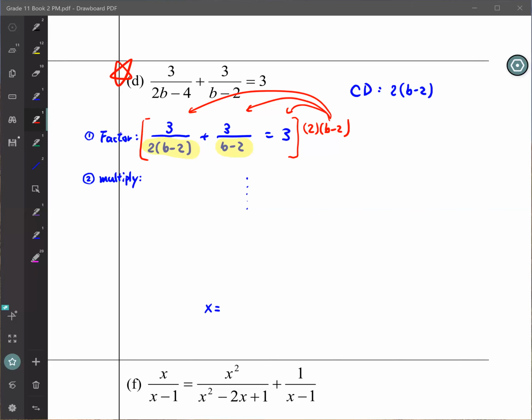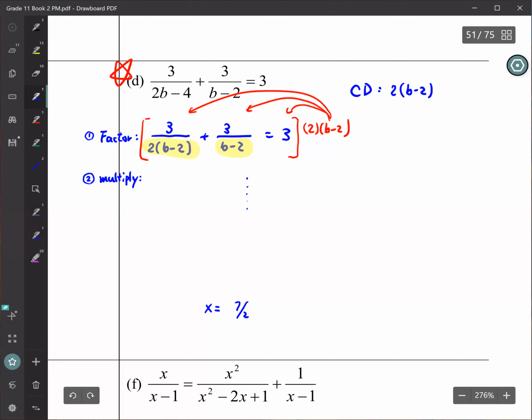Okay, let's check answers, shall we? Ivy, what do you have? What's your final answer? 7/2. Okay, anyone got something different? Harry, what do you have? I got the same thing. Same thing, okay. Evan? I got B equals 7/2. Oh, B, not X. You're right. Okay, my bad.